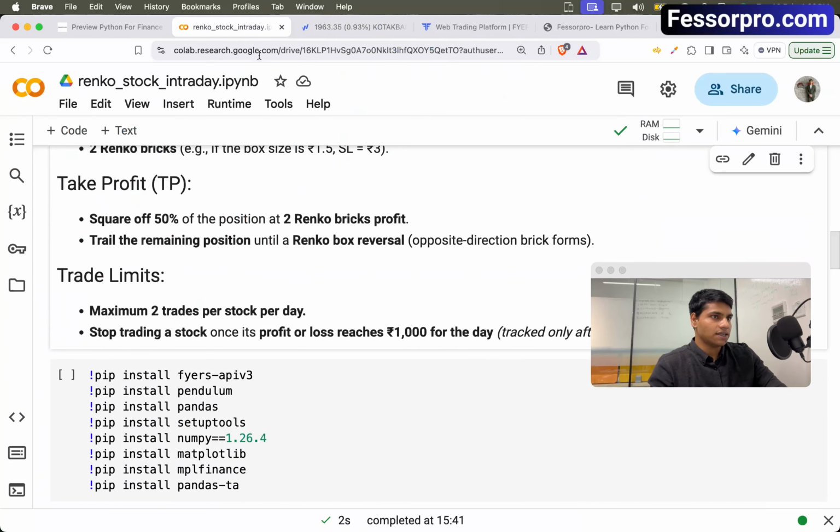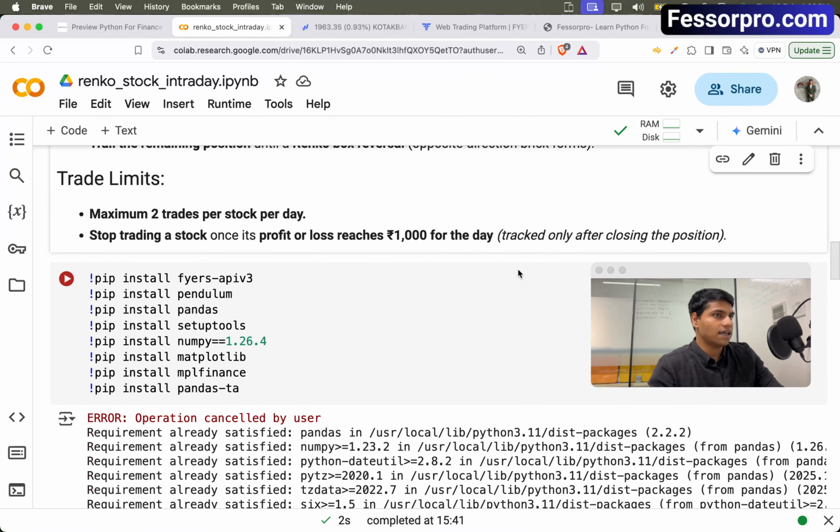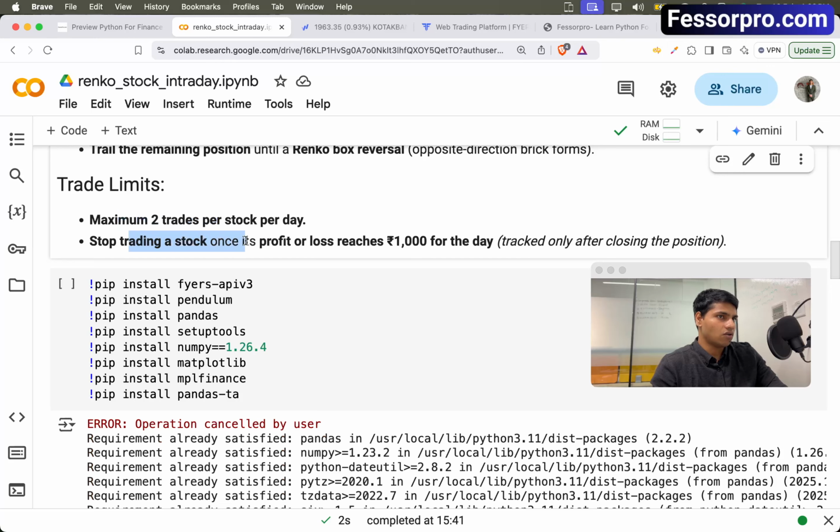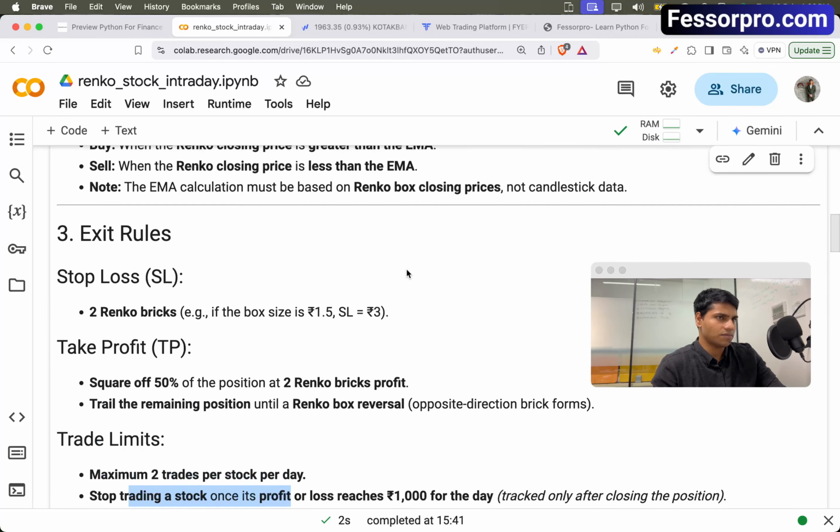Now in this strategy, the maximum number of trades that I can take in a day is 2. You can see maximum 2 trades per stock per day. Stop trading a stock once its profit and loss reaches 500. So here I've written 1,000, but it's actually 500.